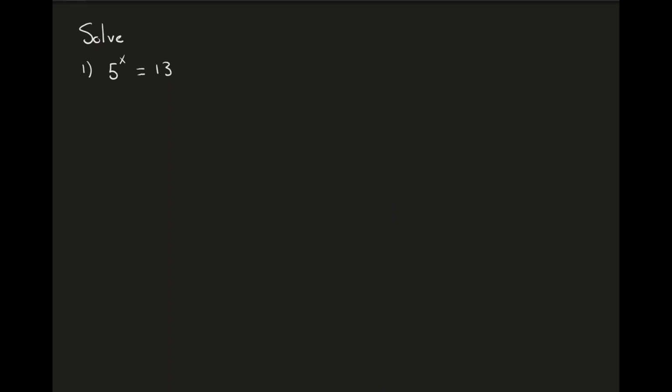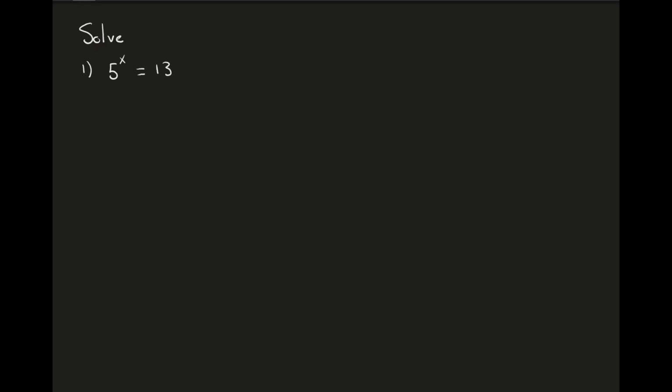For our first example, we'll be solving 5^x = 13. This is the biggest difference from before. Before, when we were solving exponential equations, we were able to write them in terms of the same base. But in this case, we cannot. 5 and 13 are different bases. 5 is a prime, 13 is a prime. We can't write one in terms of the other without the use of logarithms.